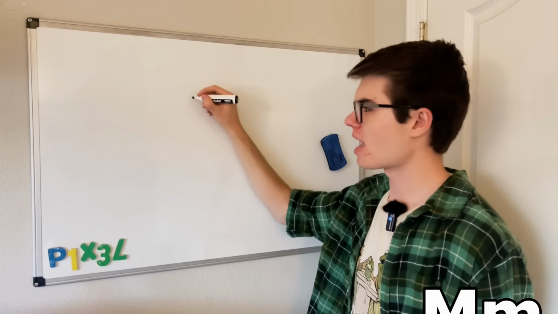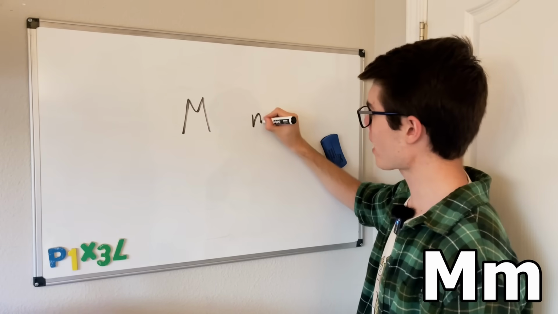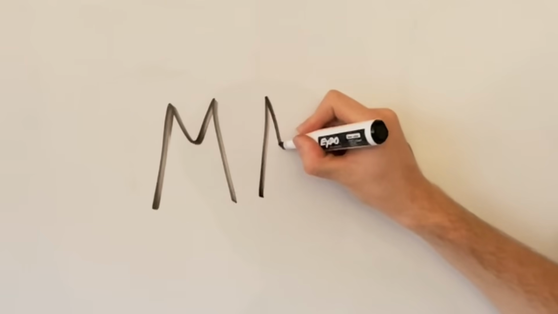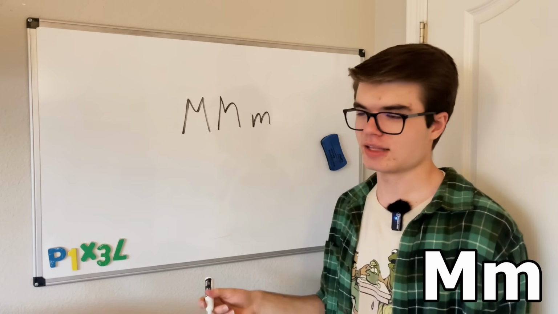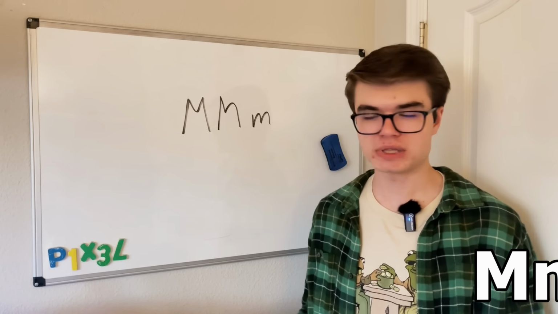Uppercase M has two pointed peaks. Lowercase m has two rounded peaks. So naturally, middlecase m has one pointed peak and one rounded peak. And I get it, it's ugly, it's disgusting, I hate it as much as you, but I have no other ideas, let's please just move on.